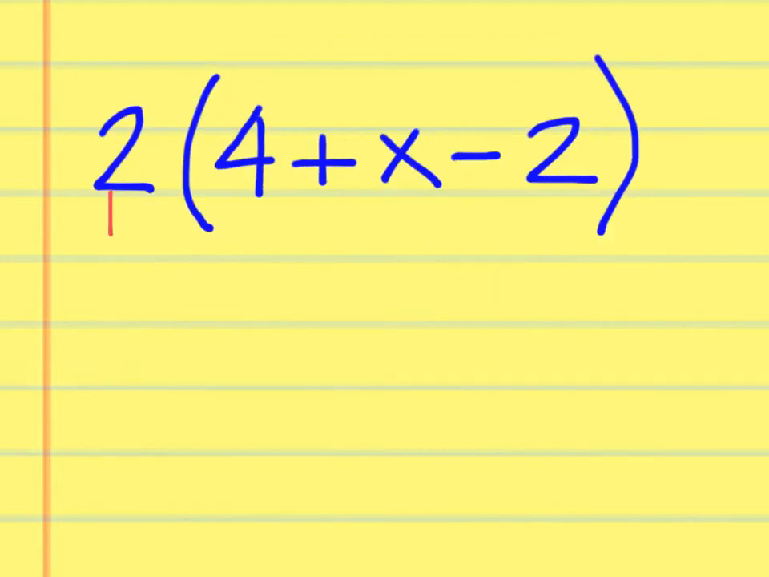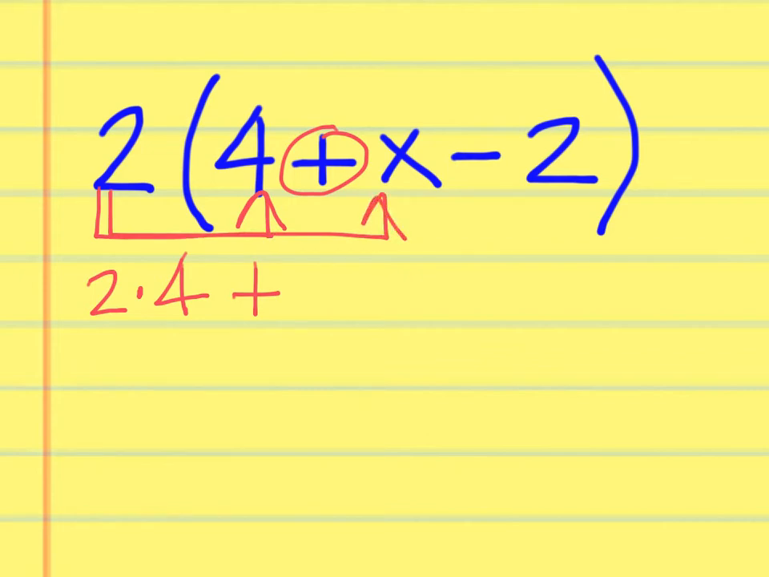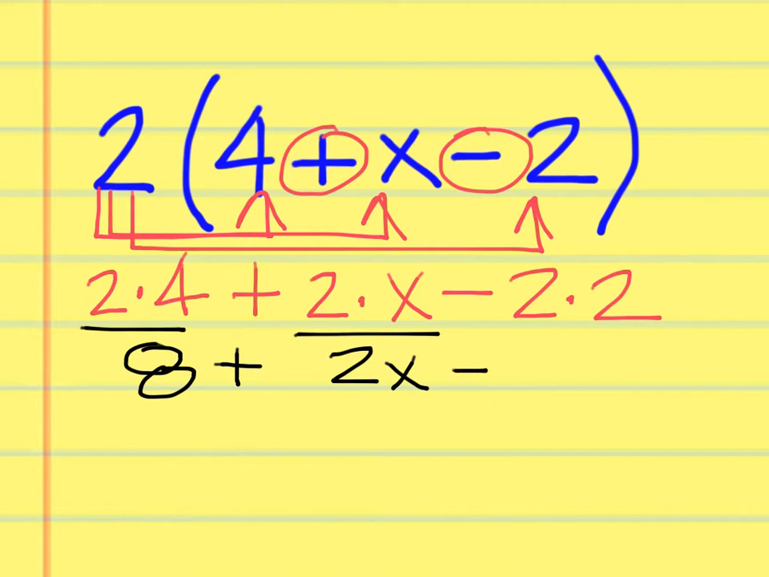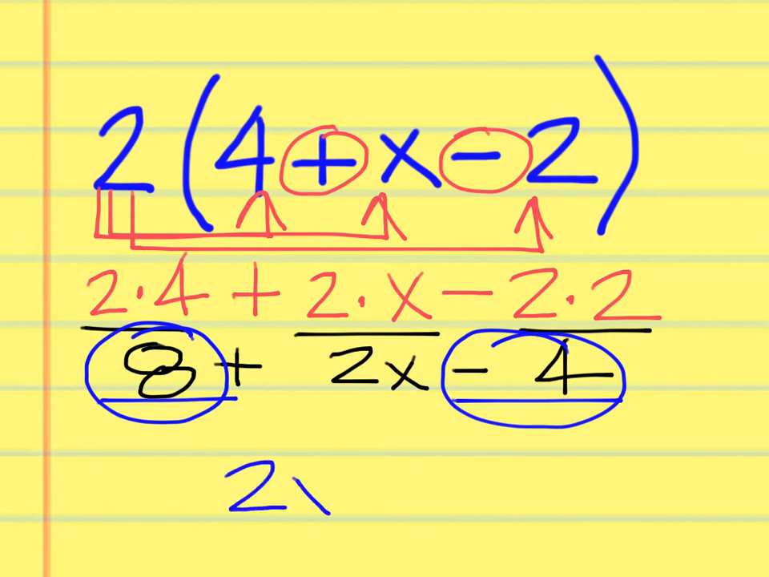You must distribute the 2 to the 4 to get 2 times 4. Keep your sign. Distribute the 2 to the x, 2 times x, and then distribute the 2 to the 2. And don't forget to keep your minus sign. Now simplify to get 8 plus 2x minus 4. But that's not your final answer because you can simplify this and this. 8 minus 4 is a positive 4.